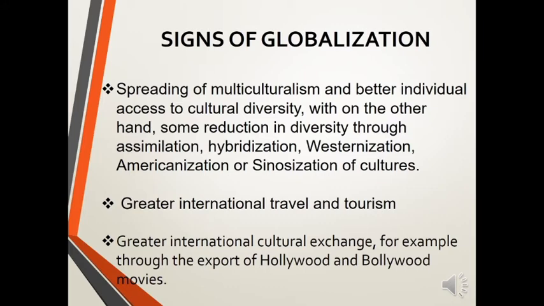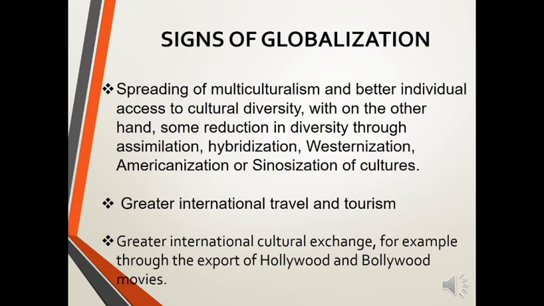So, an example of hybridization is the global restaurant chains like KFC and McDonald's. They modify their menus to suit the taste of the different cultures. Example, in India, due to the religious restrictions on eating beef, the Maharaja Mac is their McDo Big Mac made with chicken and veggie patty.